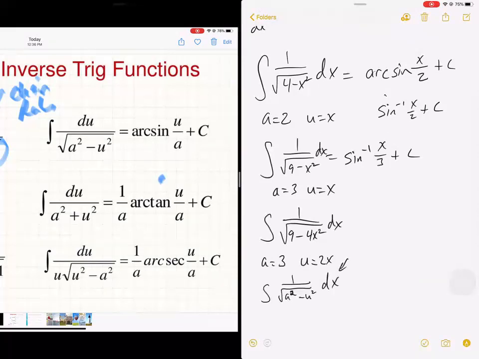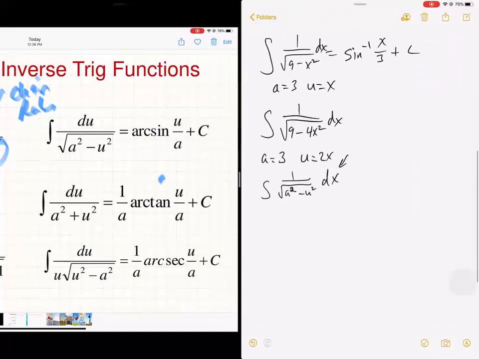Does that work for us? That's where this problem ends up needing u substitution. Whenever the u value is not a clean x, you need u substitution. So we're going to say it's the integral of 1 over square root of a squared minus u squared. And what happens to dx? How do we get dx? We just take the derivative of u. So dx becomes du over 2, just like in u substitution.